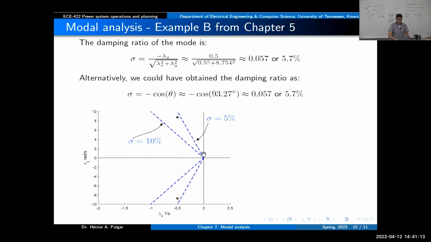In this quadrant we can draw the lines in which we're going to have either 5% and 10%. You can see there is close to the one in 5%. So we can have this diagram for any system. We can look at the modes, see where they are, and see which might need some correction.